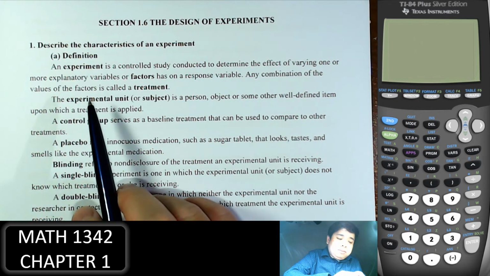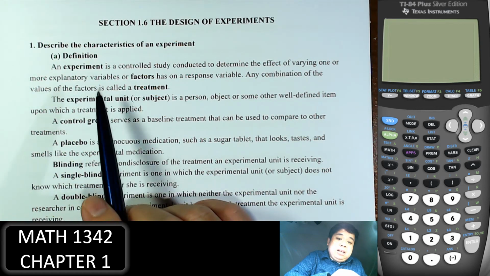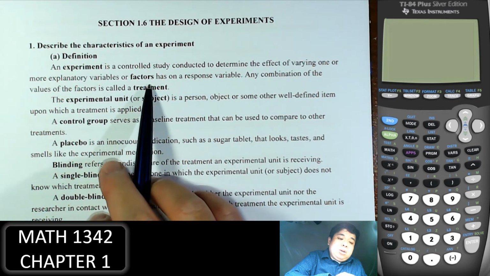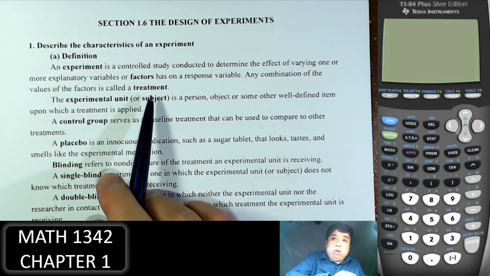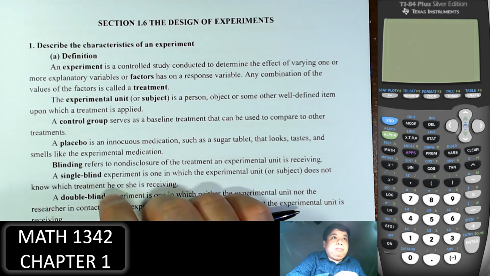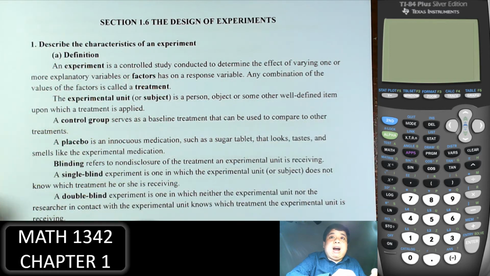In an experiment, of course, there is something that we study, and any combination of values of the factors that affect the result of the experiment is called a treatment. For example, if you study the effectiveness of a vaccine on 10,000 people, 5,000 people will receive the vaccine. The other 5,000 people will have just water.